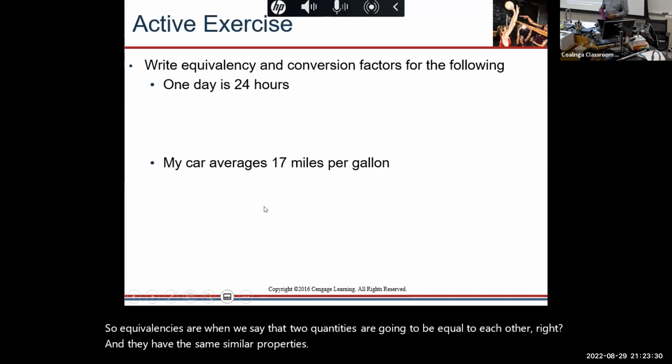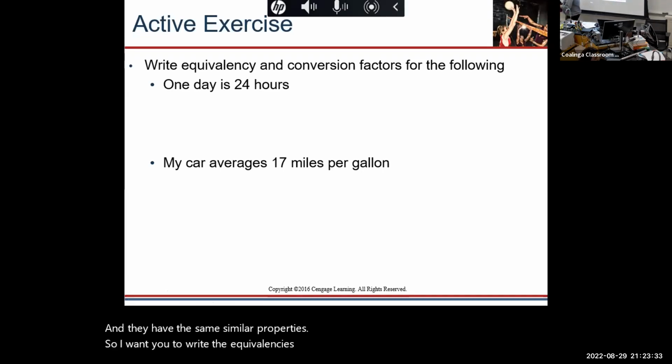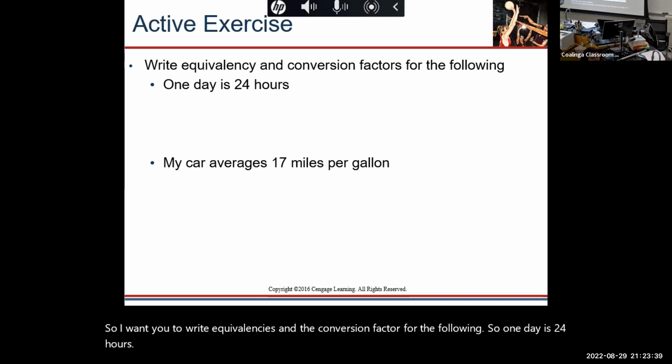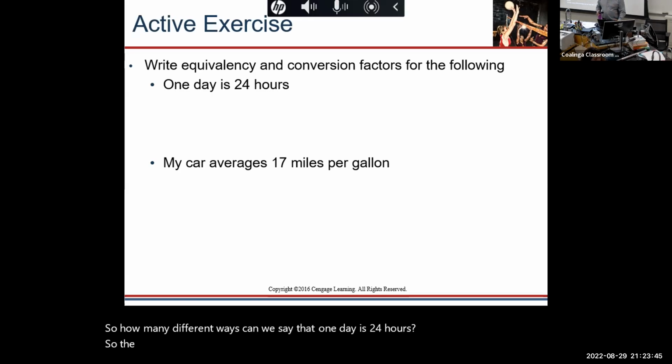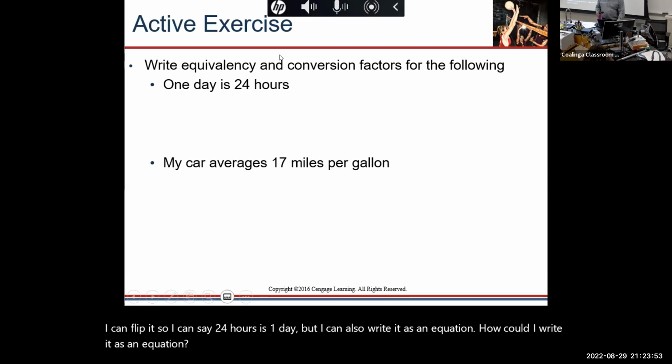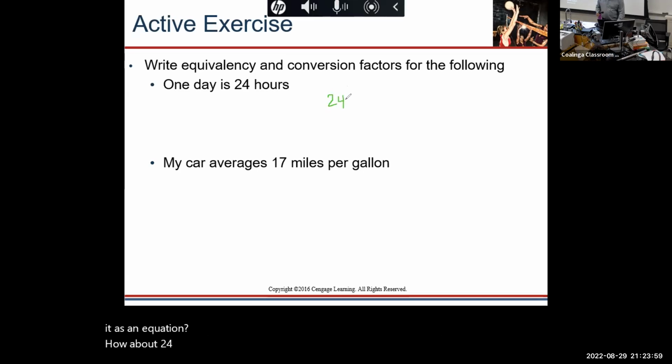Okay, so I want you to write the equivalencies and the conversion factors for the following. So 1 day is 24 hours. How many different ways can we say that 1 day is 24 hours? I can flip it. So I can say 24 hours is 1 day, but I can also write it as an equation. How can I write it as an equation? How about 24 hours over 1 day? Can you do 1 day over 24 hours?